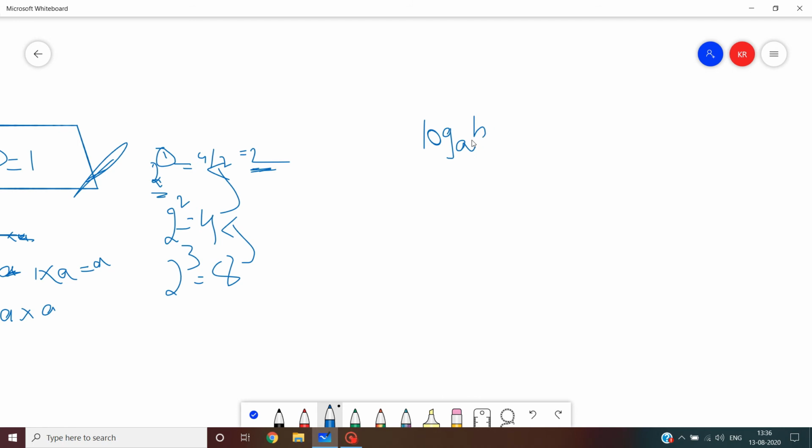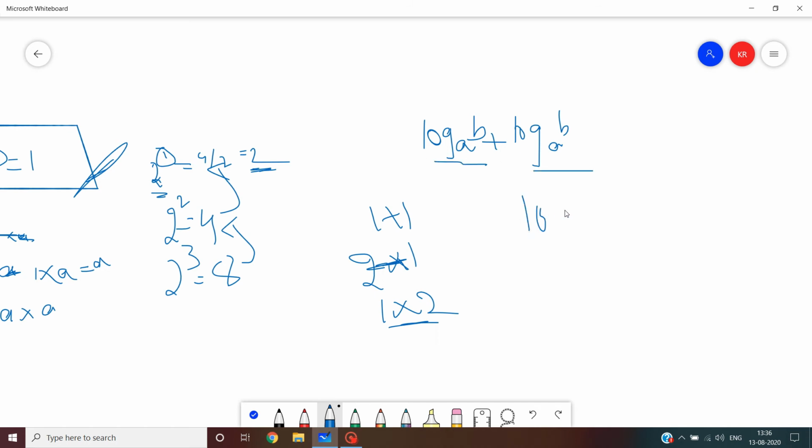I'm taking a log function of log base b. I'm adding it 2 times. So when we are adding the same number, like 1 plus 1, it will become 2 times 1, right? Similarly, we have the same function adding, so that will be log to the base of b, 2 times. Right? This is my result.